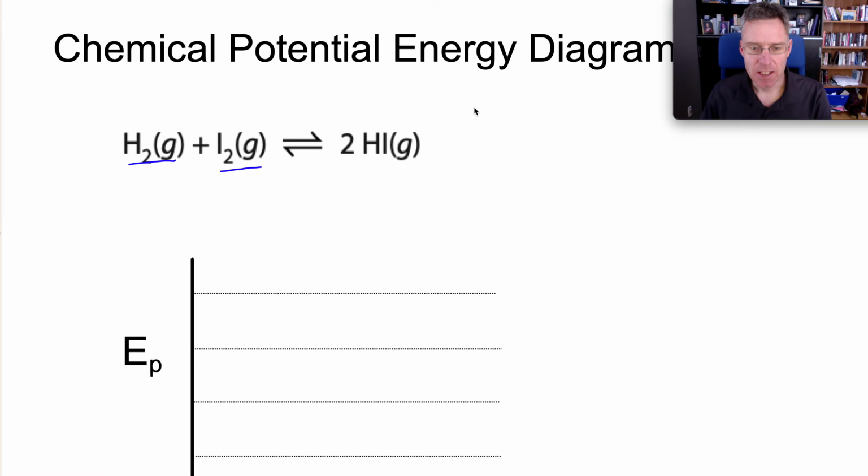And let's say that this reaction, under some conditions, releases 100 kilojoules when 1 mole of hydrogen reacts with 1 mole of iodine. Now there's certain notation, the notation that we're going to use to express the release of 100 kilojoules.